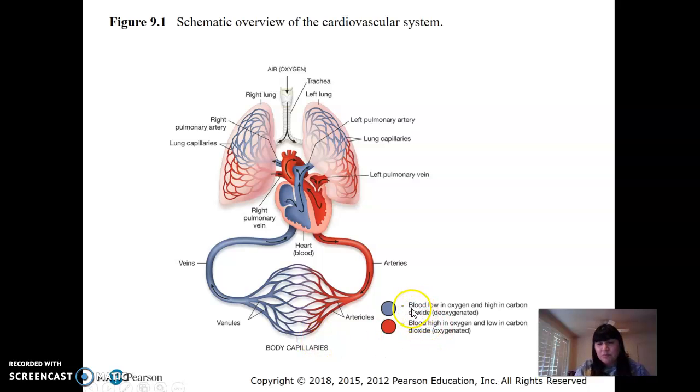So it says blood low in oxygen and high in carbon dioxide is deoxygenated. It's the blue blood, right? Red blood is high in oxygen because it came from the lungs. But then it goes and gives nutrients to the tissue. So when it comes back, it's going to be deoxygenated.